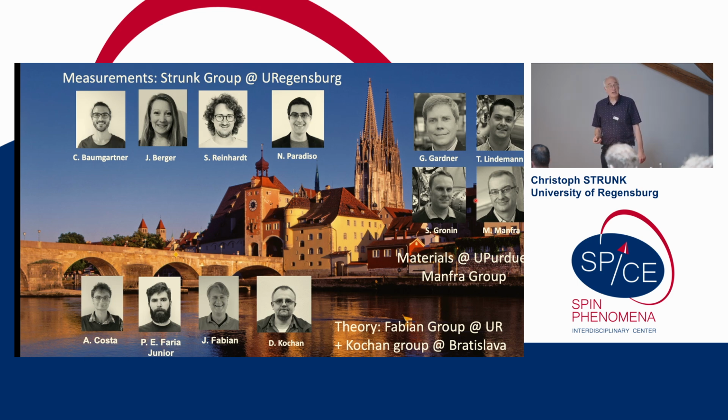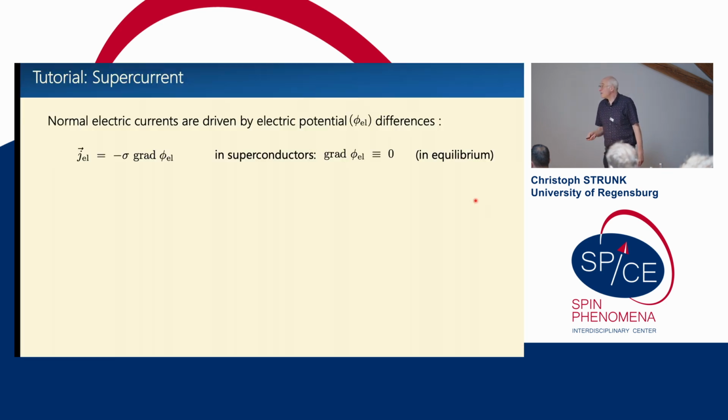So as this is a long talk, it should also be a kind of tutorial, so let me start very, very basic. Namely asking, what is actually driving a supercurrent? Because we know usual dissipative currents are mainly driven by electric potential differences, which are zero in a superconductor. So there must be something else that drives a supercurrent.